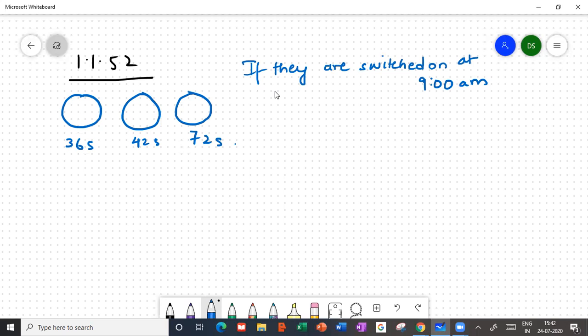You need to find the next time slot where all 3 will change at the same time. So here's the catch of the question: all 3 change at the same time.